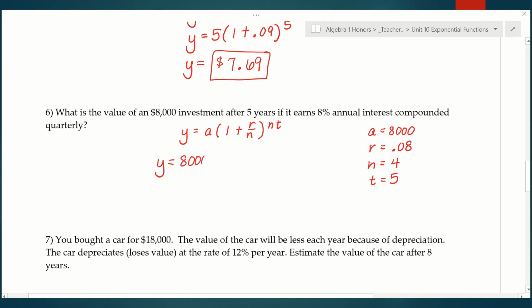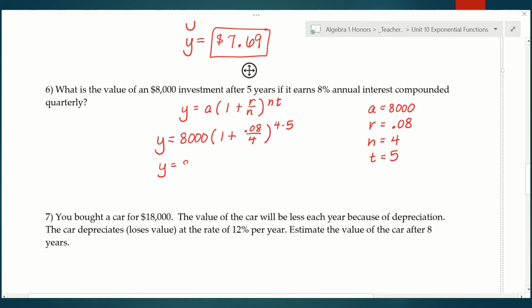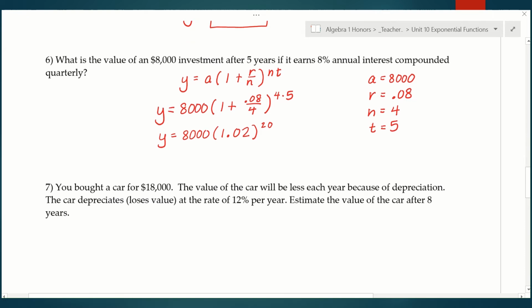So 8,000 times 1 plus 0.08 divided by 4 to the 4 times 5 power. All right, I'm going to simplify this before I type the whole thing in my calculator. So when I do 0.08 divided by 4, I get 0.02, and 1 plus 0.02 is just 1.02. And then 4 times 5 is to the 20th power. So I kind of like to do that just to simplify it a little bit.